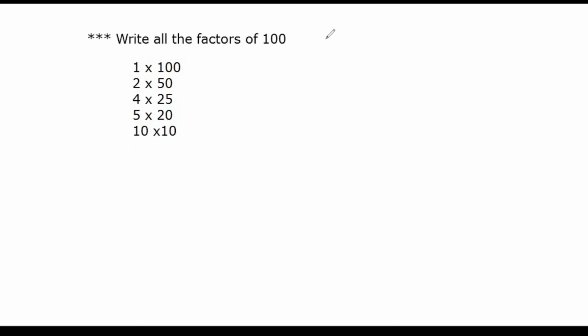So what are the factors here? You have to write 1 by 1. Put commas and write 1 by 1. 1, 2, 4, 5, 10, don't write 10 again, 20, 25, 50, 100. So what are the answers here? All the factors are 1, 2, 4, 5, 10, 20, 25, 50, 100.